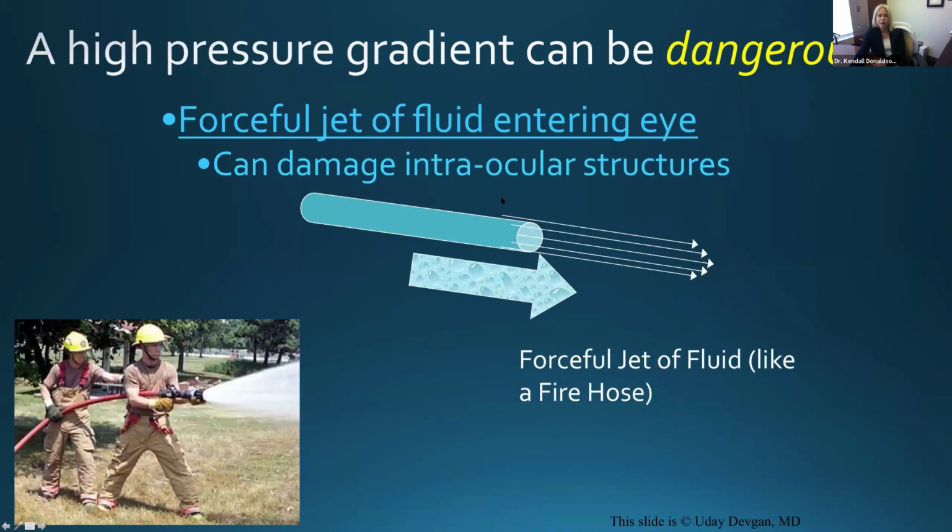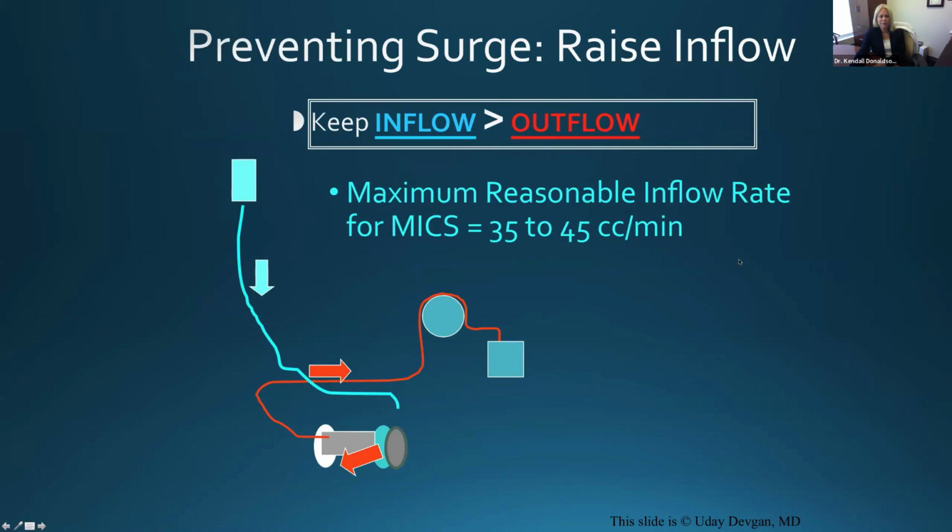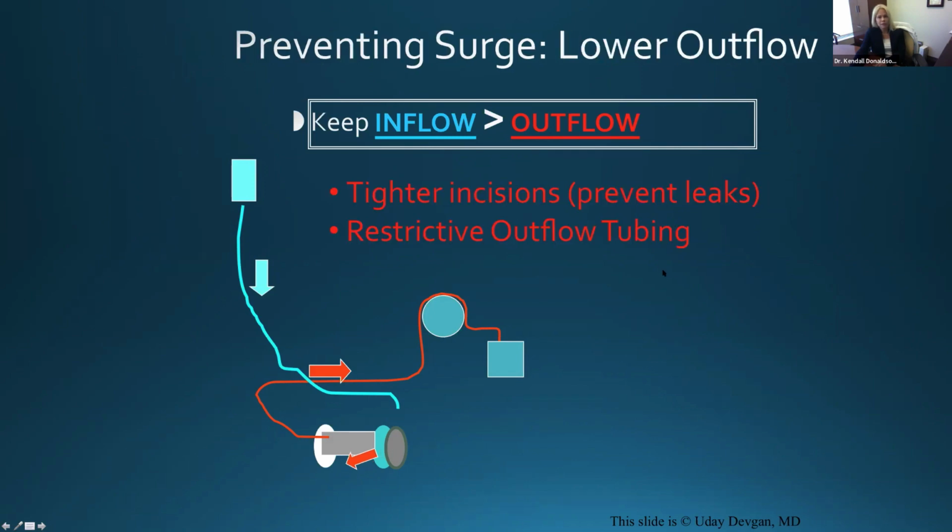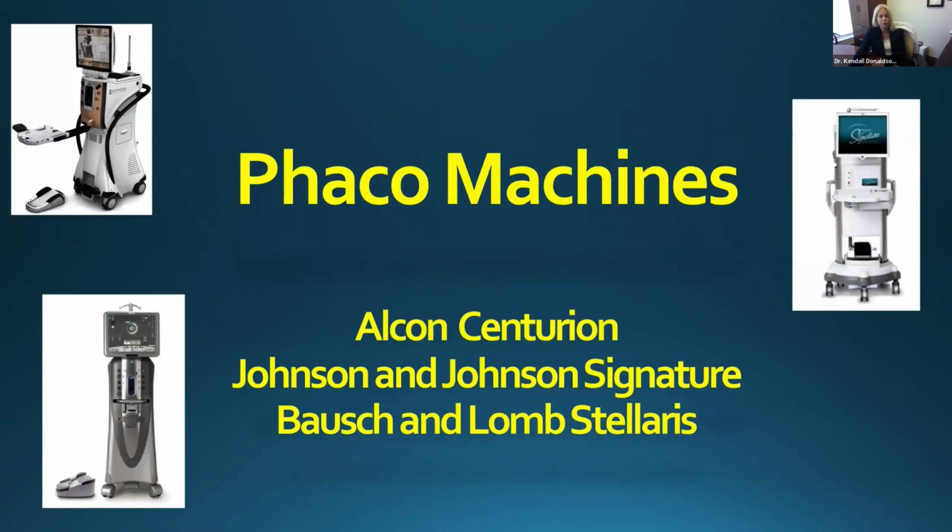So a high pressure gradient, if we elevate our bottle very, very high, we have a forceful entry of fluid into the eye. So we don't want this to be a forceful jet of fluid like a fire hose, so we have to modulate this. So again, we can raise the inflow within reason. We can raise the bottle, but we want to keep it at a reasonable height. If we go too high, then it increases the pressure of the fluid into the eye. Okay, so always keep inflow greater than outflow. Nice tight incisions are helpful. We have the restrictive outflow tubing.